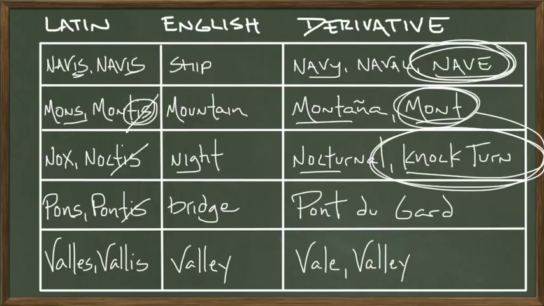And this is where we get things like Pont du Gard in France, which is the famous aqueduct that the Romans built. You can see pont right there, it means bridge. Vallis, vallis means valley, and that's where we get words like vale and of course valley.